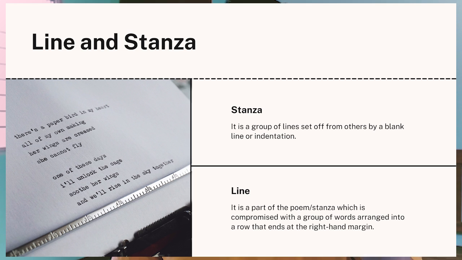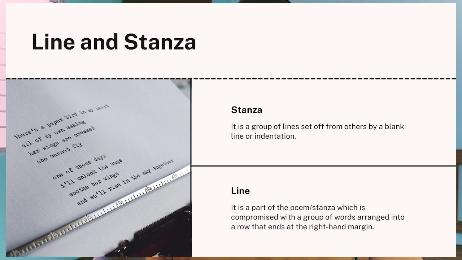So line and stanza. A stanza is a group of lines set off from others by a blank line or indentation. It describes the main building block of a poem. It is similar to a paragraph in essays or the verses in songs. Every stanza usually has its own subject and purpose. And every stanza may also be made using a rhyme scheme, which is another element I will discuss with you later on.